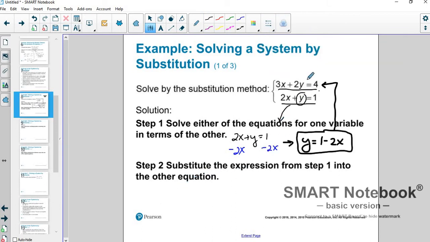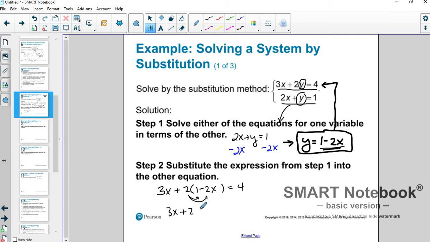All right. So here, if I told you y equals 7, you'd plug in y equals 7, right? Well, I just told you y equals 1 minus 2x. So we're going to plug that in for y. So we get 3x plus 2 times y. Y is 1 minus 2x, so plug it in. And that equals 4. And now we have an equation with only one variable, so we can solve it.